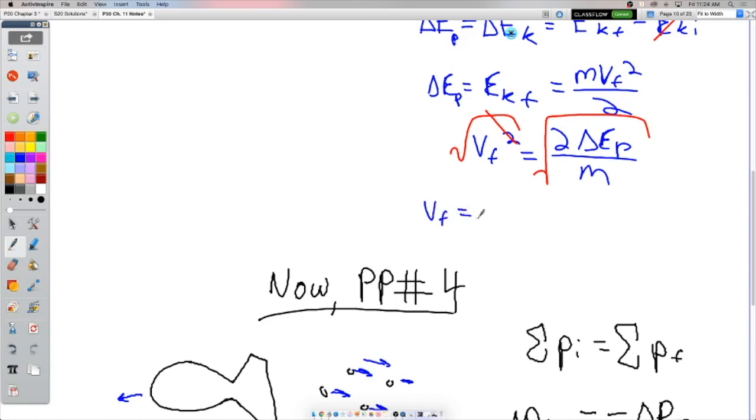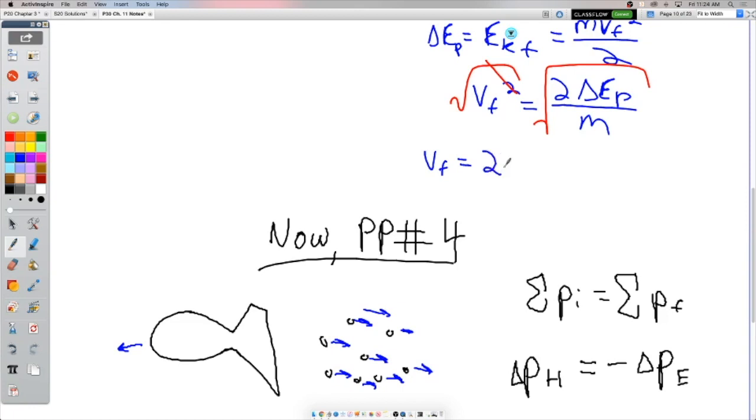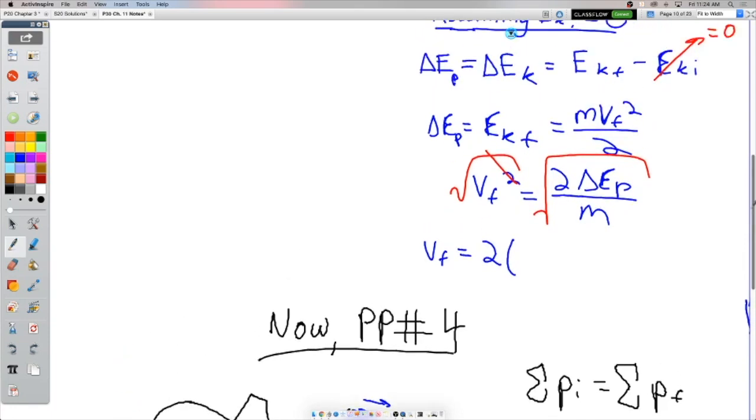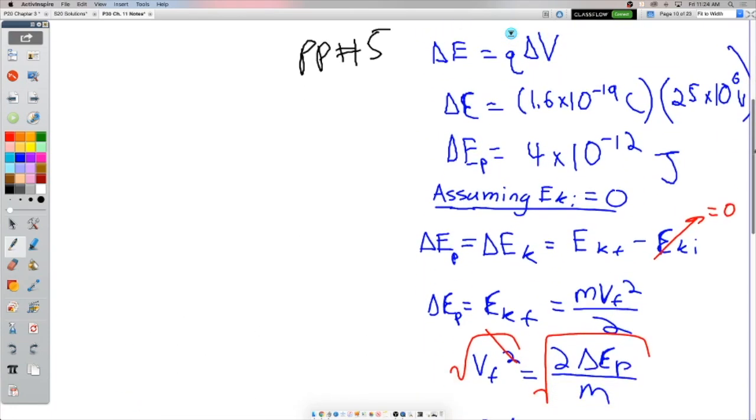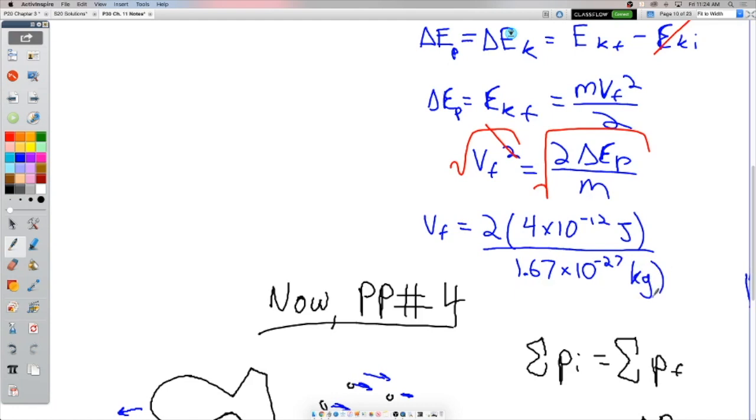So the final velocity, which is really the change in V, is going to be equal to the square root of 2 times the change in potential that we just calculated using change in E equals Q times V, which was 4 times 10 to the negative 12 joules, all divided by the mass of the hydrogen ion, which again is just a proton. Look on the back of your formula sheet for that mass. Soon enough, you'll probably have it memorized once you do enough of these examples with protons. It's 1.67 times 10 to the negative 27 kilograms. Don't forget to square root.